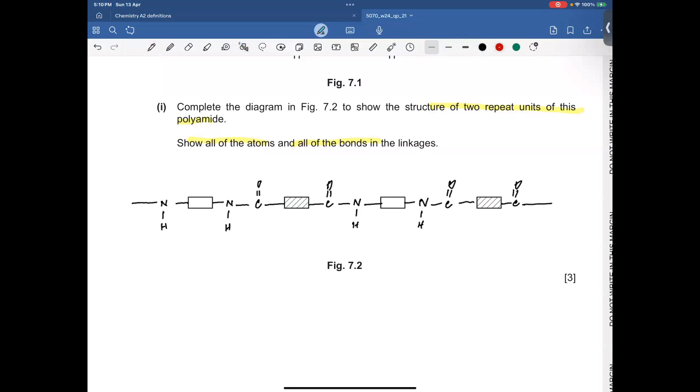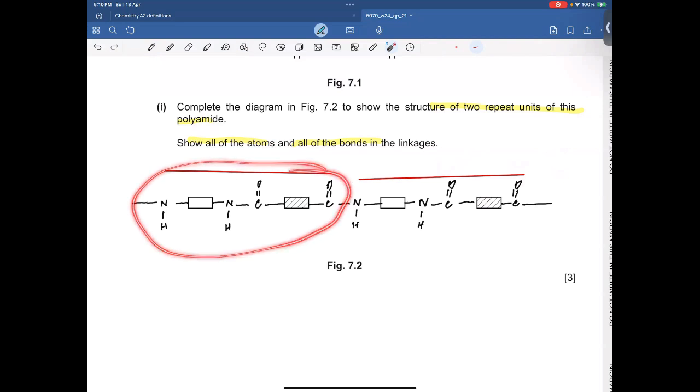So look at the repeating unit. This is the repeating unit. Okay. And this is another repeating unit. So the same structure is repeated again and again, which is why the examiner gave it the name repeating unit. This entire thing is basically the repeating unit. Okay. I hope it makes sense to you.